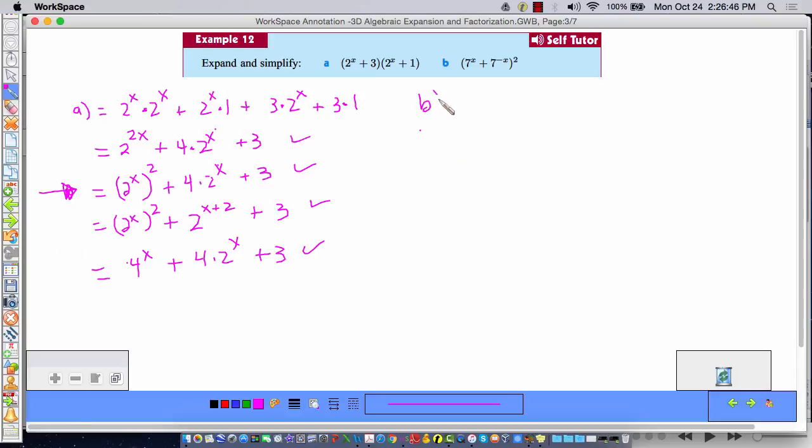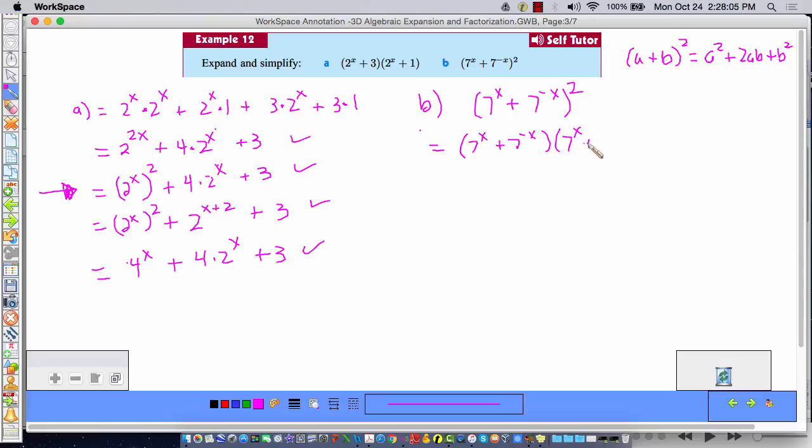Part B, 7 to the x plus 7 to the negative x squared. This is of the form a plus b squared, which we should know is equal to a squared plus 2ab plus b squared. And we can do it like that, or we can just realize that it's like this.